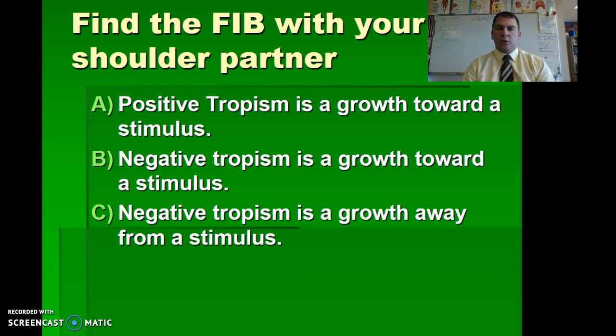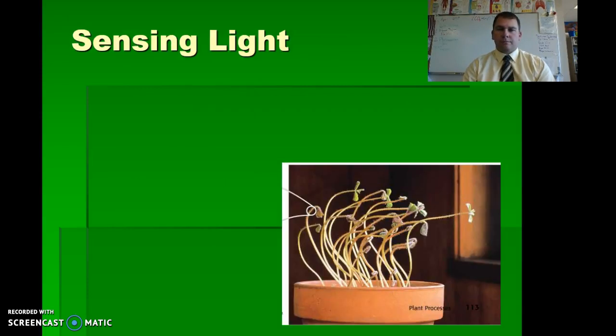The fib, or the false answer, is B, negative tropism is a growth toward a stimulus. Sensing light.